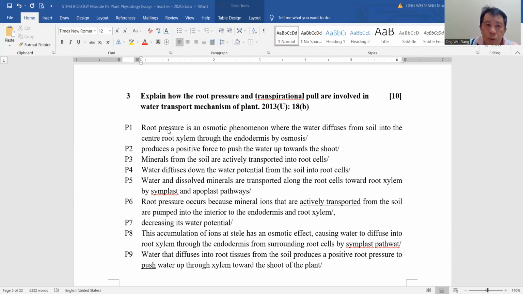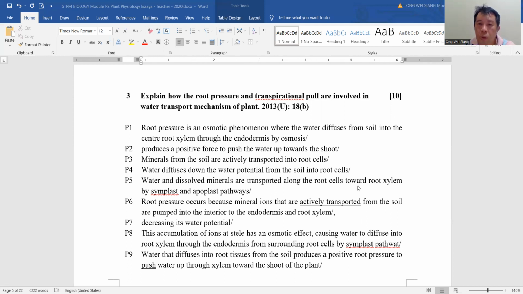Produces a positive force to push the water up towards the shoot. So this is referring to root pressure, P1 and P2. Minerals from the soil are actively transported into root cell. Then water diffuses down the water potential from the soil into the root cell. This is due to the accumulation of the dissolved minerals in the root cell. Then water and dissolved minerals are transported along the root cells. So can mention from the root epidermis to the cortex.